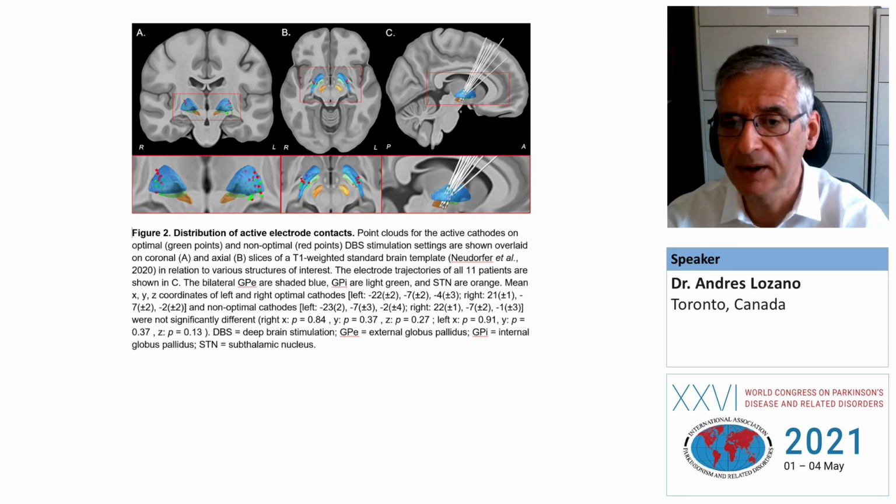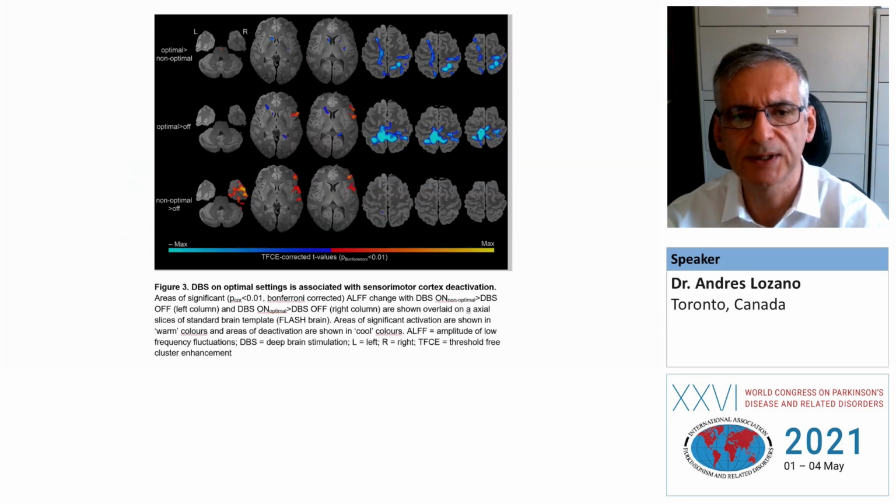And indeed, there's a very striking difference. And so if you see here on the pattern in the middle, these are now the 11 patients that are pooled, you'll see that compared to optimal stimulation versus off, there's a very striking deactivation in the sensory motor regions of the cortex in optimally stimulated patients. If one goes to non-optimal contacts, then you see less of this pattern. And if you compare non-optimal versus off, you see a very different pattern as well.